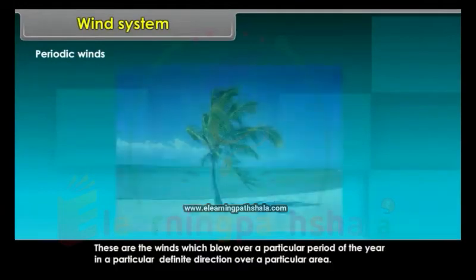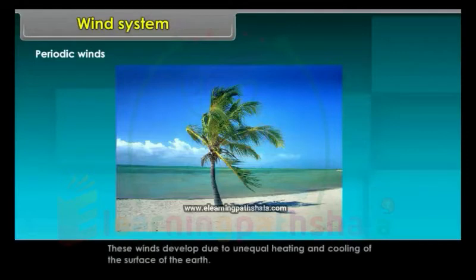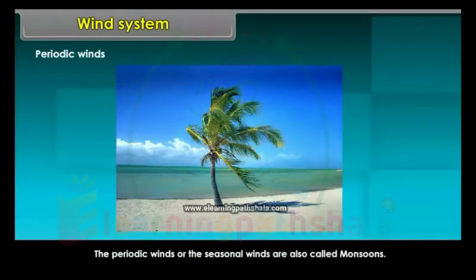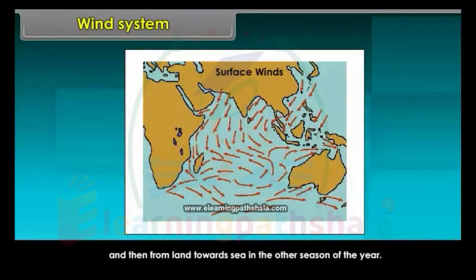Periodic winds. These are the winds which blow over a particular period of the year in a particular definite direction over a particular area. These winds develop due to unequal heating and cooling of the surface of the earth. The periodic winds or the seasonal winds are also called monsoons. Monsoon winds are seasonal winds which blow from sea towards land mass in one season and then from land towards sea in the other season of the year.